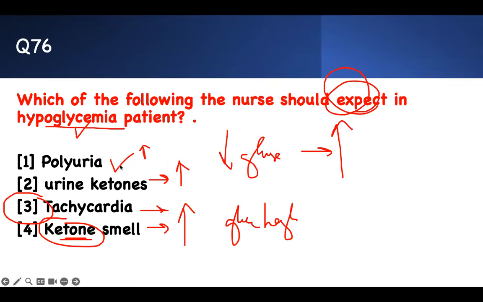So what do you see in hypoglycemia? Tachycardia. You don't see polyuria, urine ketones, or ketone smell. You can change this to somebody who has hyperglycemia, like DKA. You can flip the question back. The right answer is tachycardia. That's the expected finding in hypoglycemia: tachycardia.